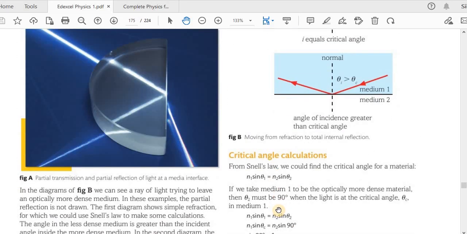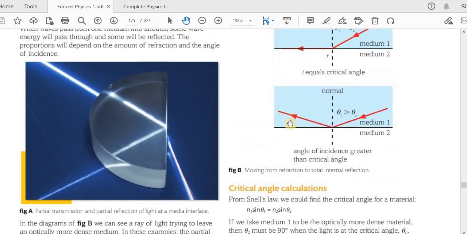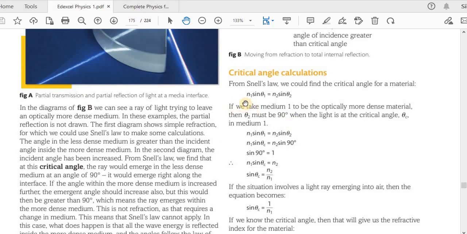Alright, so let's go through the calculations now. Critical angle calculations. From Snell's law, we can find the critical angle for a material. So this is the equation: n1 sin theta 1 equals n2 sin theta 2. Very easy to remember. Here you have all ones, n1 and sin theta 1. Here you have all twos, n2 and sin theta 2.